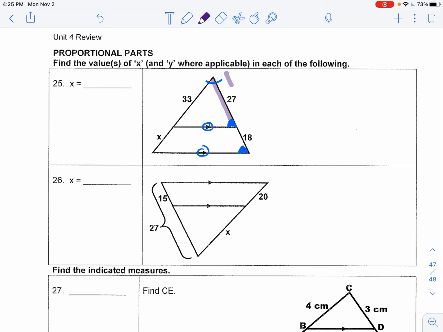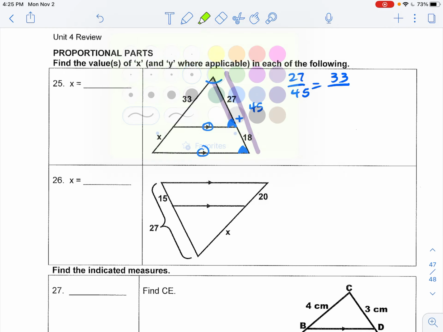So 27 over the whole thing. 27 plus 18, the whole thing is 45. We just add those two. So 27 over 45 is equal to 33. If I'm looking for x, 33 over the whole thing. And let's see. How about 33 plus x?